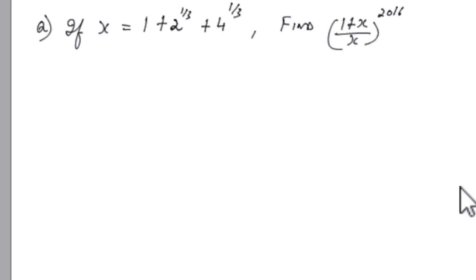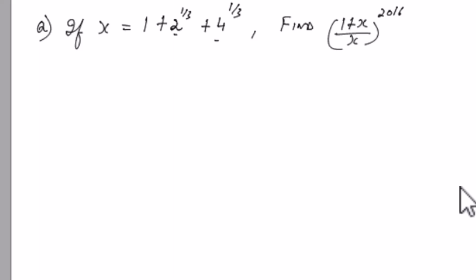All right, let's get into the problem solving mode again today. What do we have today? If x is equal to 1 plus 2 to the power 1 by 3 plus 4 to the power 1 by 3, then find (1 plus x) divided by x, the whole raised to 2016.